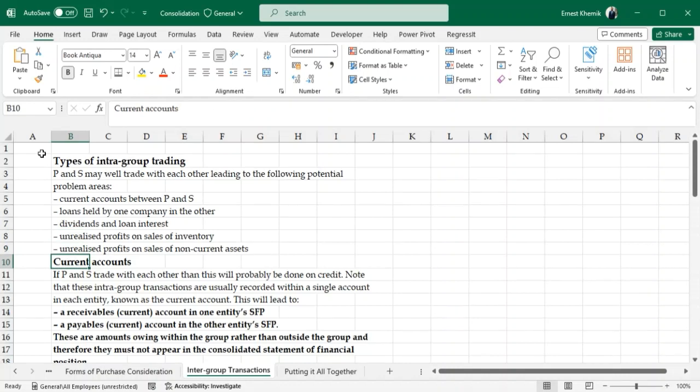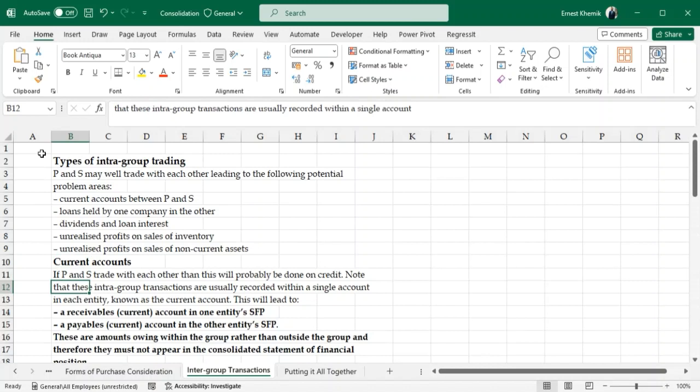So there may be various forms of intra-group trading. One is current accounts, that is a receivable in one and a payable in another, usually as a result of transfer of goods or services. Then there might be loans from one to another. There might be dividend and loan interest payments. There might be unrealized profit on sales of inventory, and unrealized profit on sales of non-current assets.